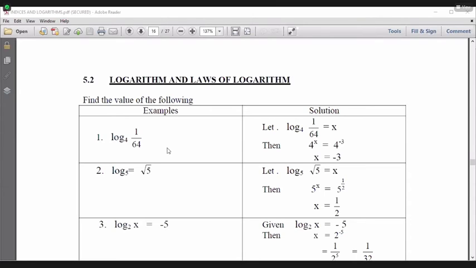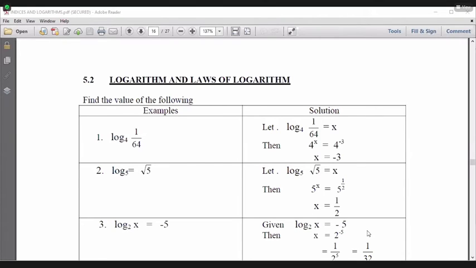So, log to base 5 of 5. The answer is 1. Yes, 1. And 1 times a half is a half, isn't it? Yes. So that is another method of getting this. We have to find the value simply by using laws of logarithms.